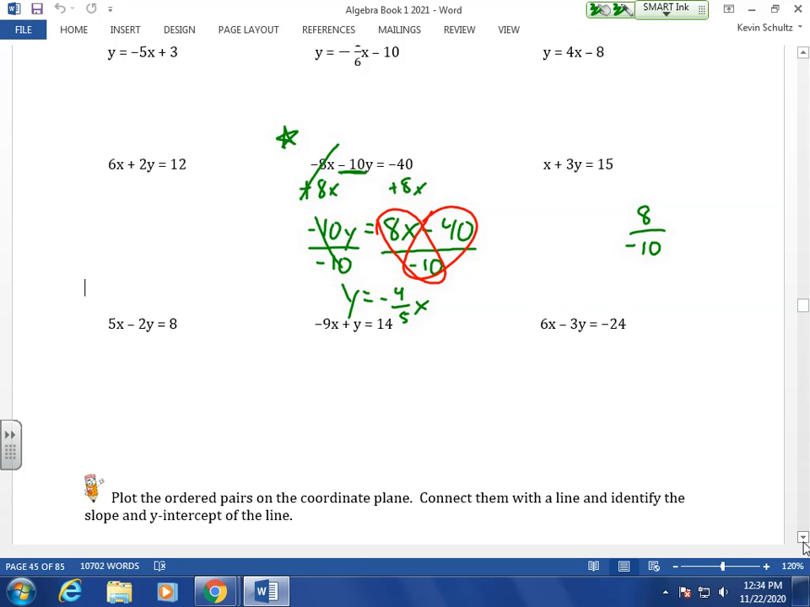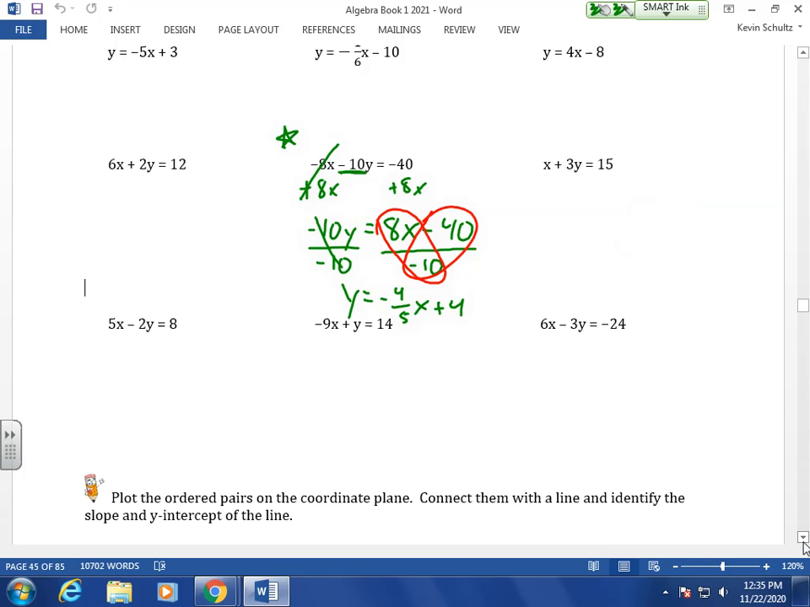Again, no decimals here. Okay, just take that fraction. If you can simplify it, which we can here, do it. And then negative 40 divided by negative 10, positive 4. So y equals negative 4/5 x plus 4.